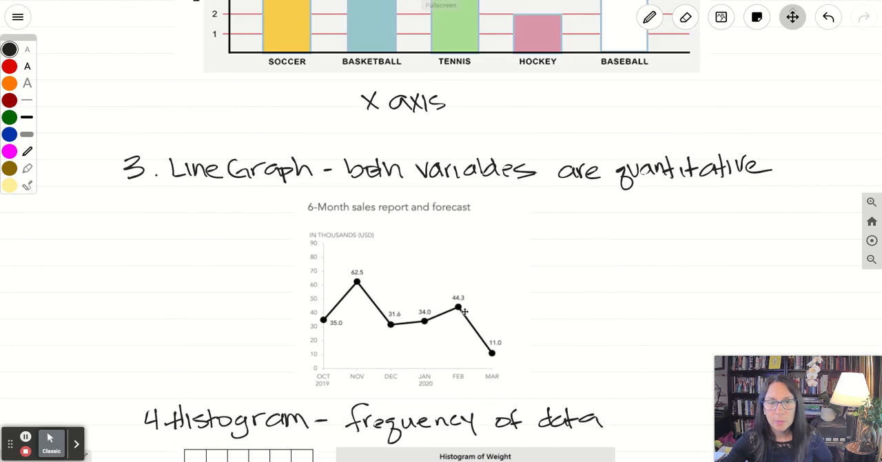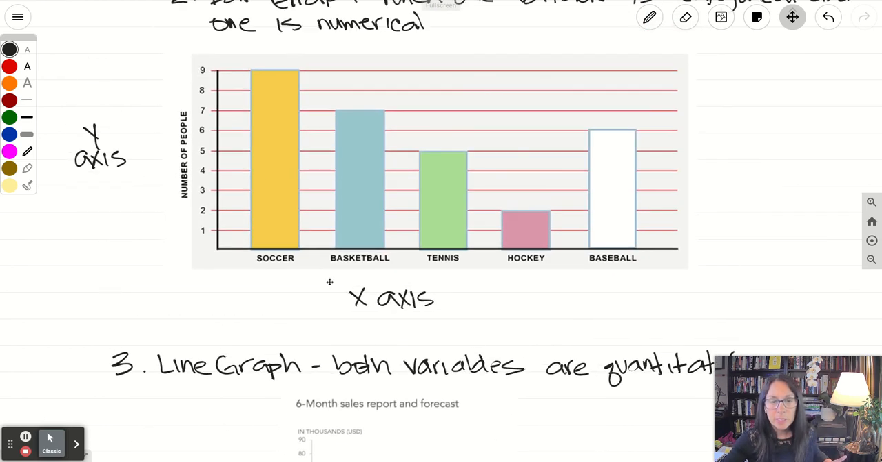So let me scoot up here. Here, the x-axis is the independent variable, which is what's different between each group. And then the y-axis is the output of an experiment, which is the sales. Here's another one. The x-axis is what's different within each group, and that is the different sports. And the y-axis is what we are measuring, which is the number of people.